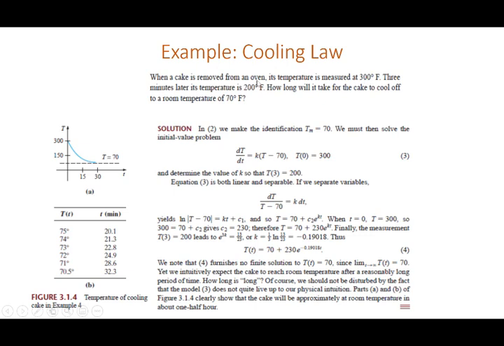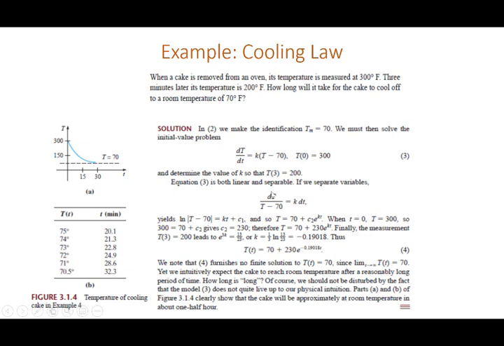So when a cake is removed from an oven, its temperature is measured as 300 degrees Fahrenheit. Three minutes later, its temperature is 200 degrees Fahrenheit. How long will it take for the cake to cool off to a room temperature of 70 degrees? So this is your equation: dT/dt equals a constant that you don't know, k, times (T minus 70), and the initial temperature is T(0) equals 300. 70 because that's the surrounding temperature.